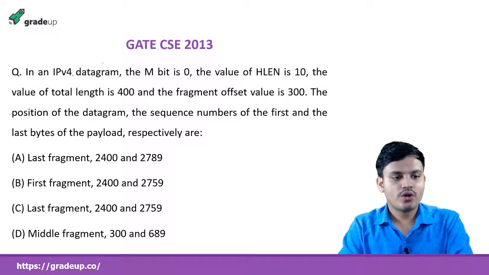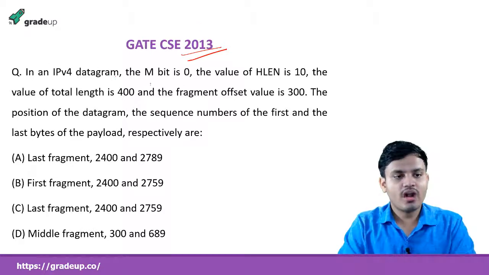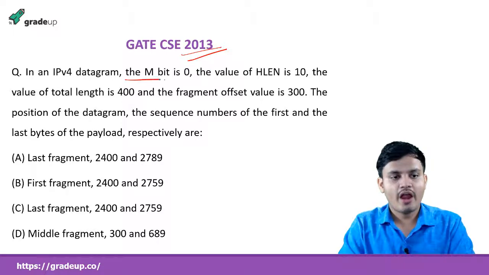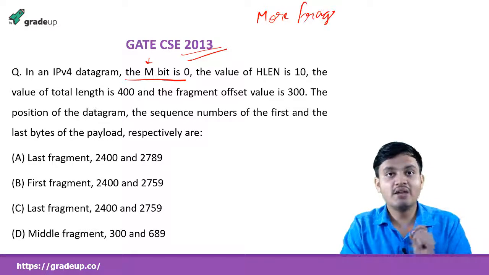Okay, so now we will do one question that was asked in GATE 2013. Read it carefully. In an IPv4 datagram, the M bit is 0. M is more fragment. So this bit is 0, which means there is no more fragment coming. This is the last fragment. That is what you can understand from this.